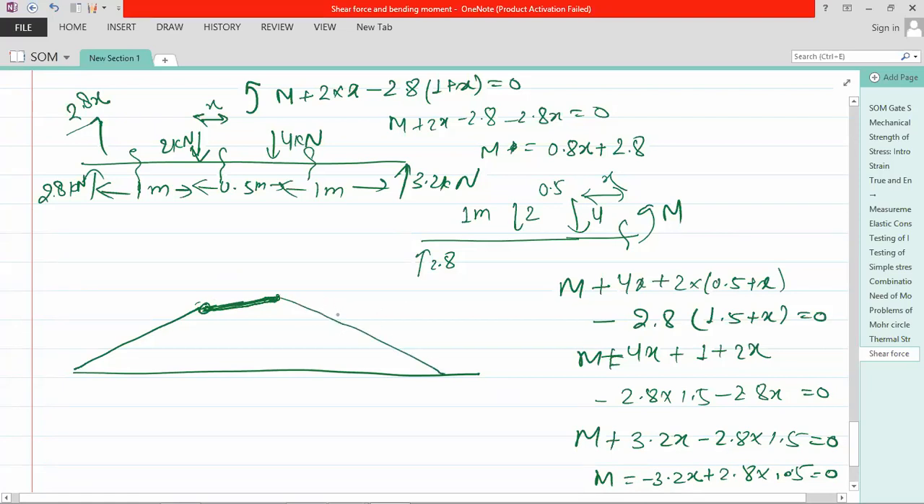And at x equal to 1, you can say that both are equal. So I hope you are getting this. So this value is the maximum value up to which the load is acting. Then again, let me write the maximum values. It is 0, it is 2.8, it is 3.2, and again it is 0. Okay, this is 1, this is 0.5, and this is 1.